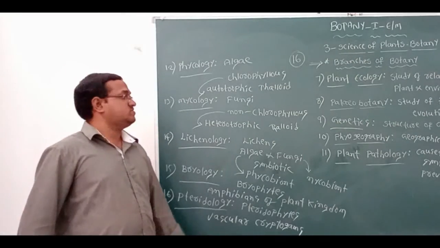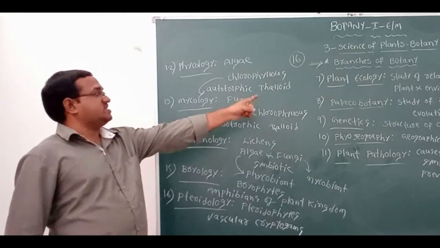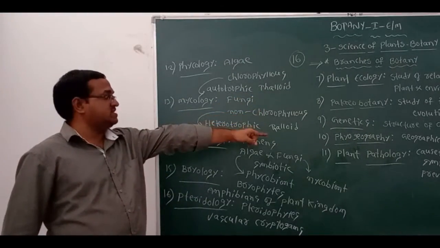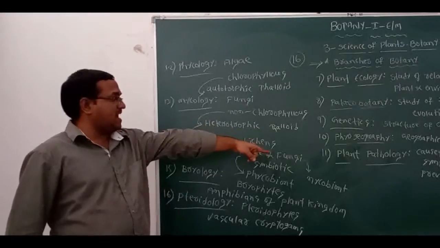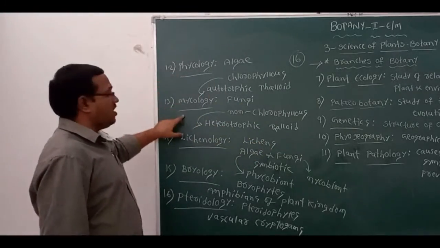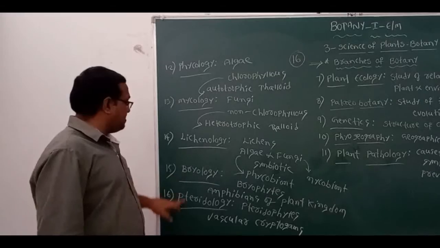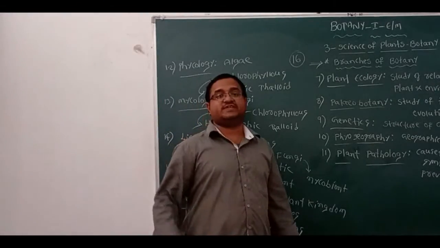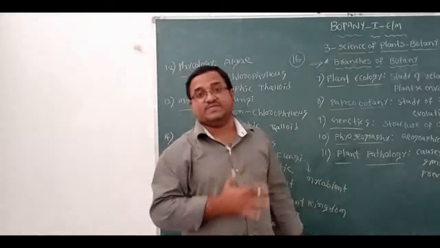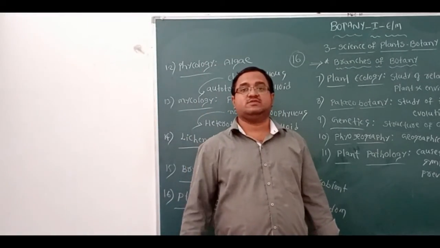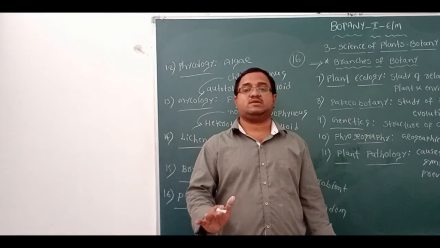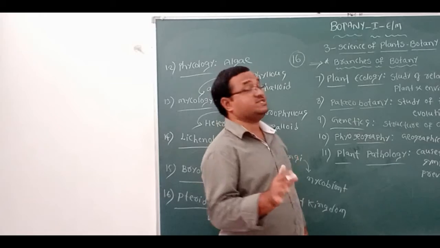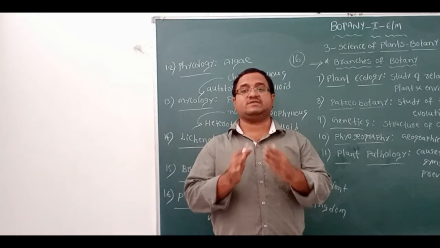Pteridophytes. So far today we discussed plant ecology, paleobotany, genetics, phytogeography, plant pathology, phycology, mycology, lichenology, bryology, pteridology. So these are the 16 branches, which we discussed in yesterday's class as well as in today's class. So now we have completed the third chapter successfully.